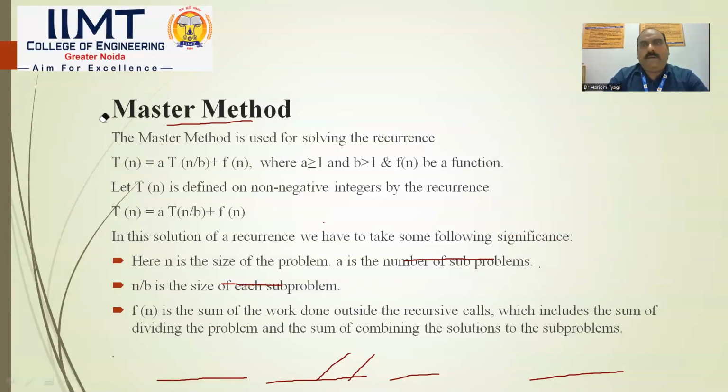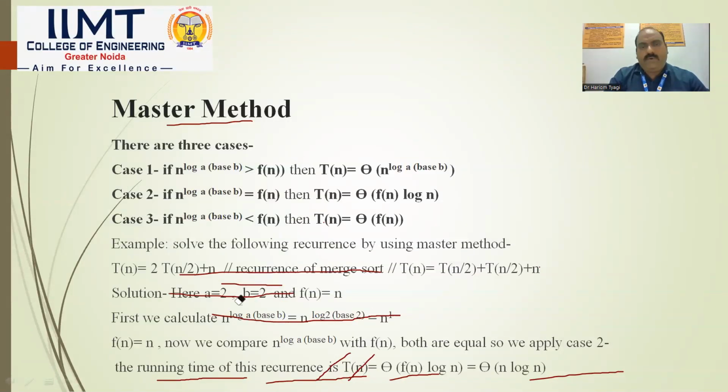In the master method, these are the recurrences: T(n) = aT(n/b) + f(n), and the statement is the same. An n-size problem has a running time. How do we use this method? This is the method for solving any recurrence by using the master method.